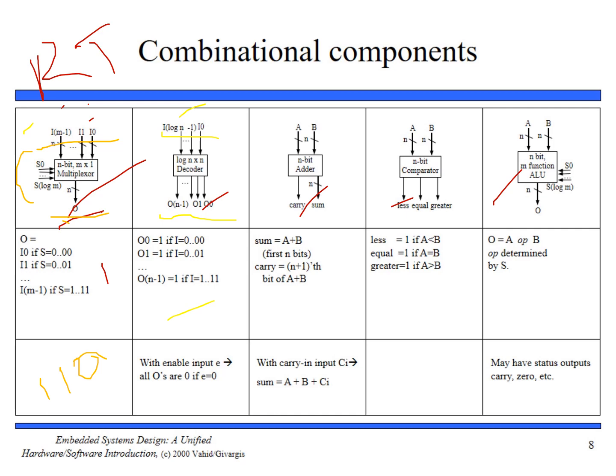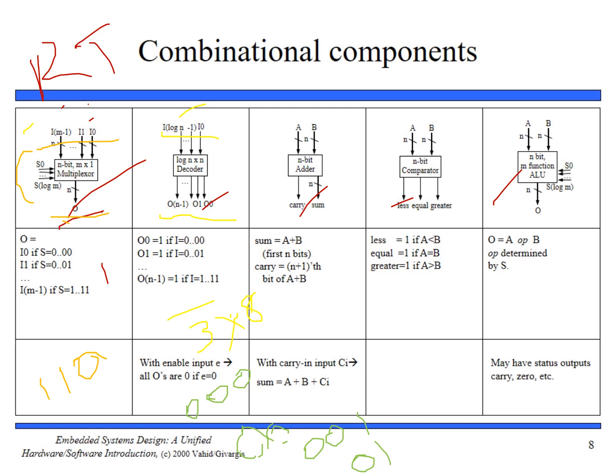For example, now listen carefully. A decoder of 3 into 8. Okay, 3 cross 8. Decoder has 3 inputs and 8 outputs. So if input is 0 0 0, then the output will be O naught. Okay. If input is 0 0 1, output will be O 1. Clear?